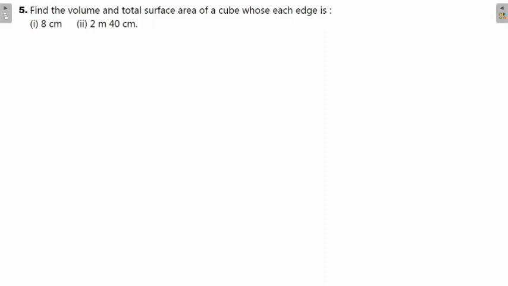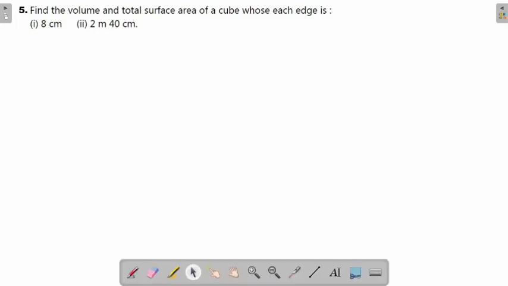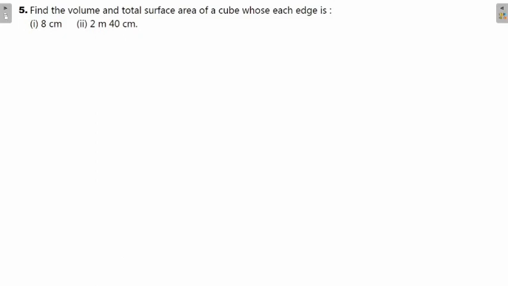So the first question for the day, question number 5, says: find the volume and total surface area of a cube whose each edge is number 1, 8 centimeter, number 2, 2 meter and 40 centimeter. So we are talking about a cube. Remember, this time this is a cube, this is not a cuboid. So volume and total surface area. I'm sure you're familiar with the formula for volume and total surface area.